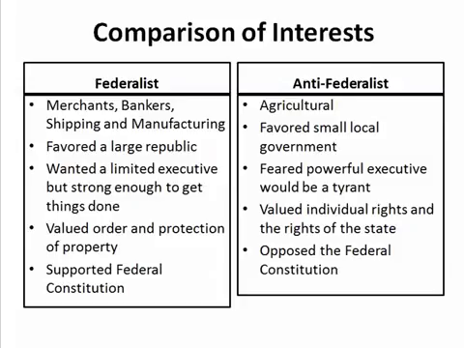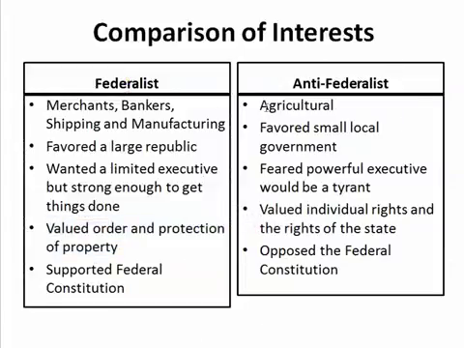So who were they? The Federalists were merchants, bankers, shipping, and manufacturing interests. They're going to support this new federal constitution. They're going to want it ratified, and they're going to favor a large republic, and they want an executive that is limited, not too strong but not too weak either. And they're going to value order and protection of property over anything else.